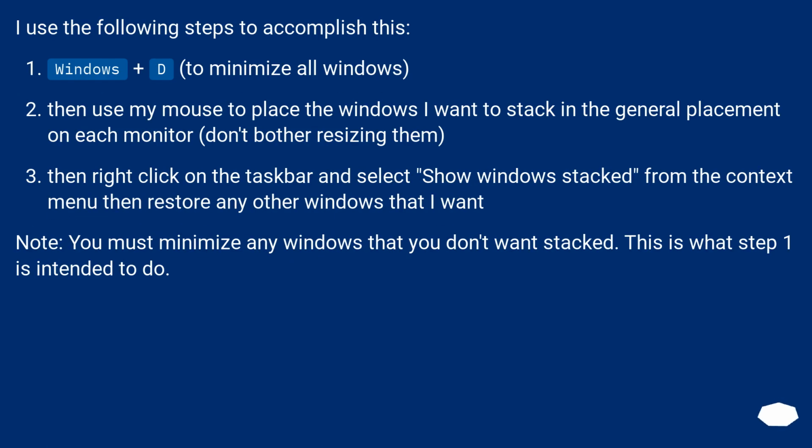I use the following steps to accomplish this. Windows plus D, to minimize all windows. Then use my mouse to place the windows I want to stack in the general placement on each monitor. Don't bother resizing them. Then right-click on the taskbar and select Show Windows Stacked from the context menu, then restore any other windows that I want.